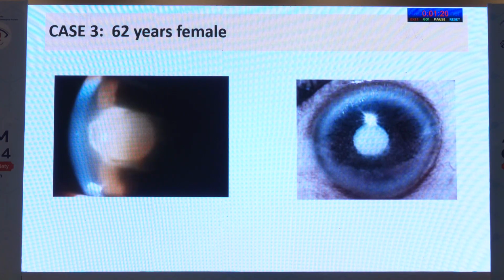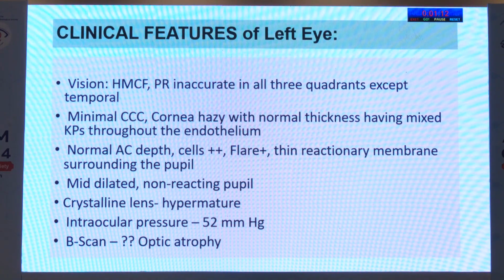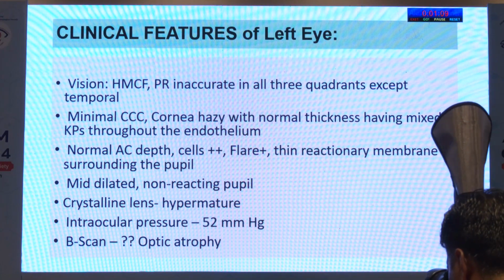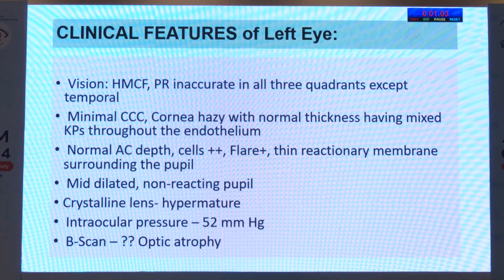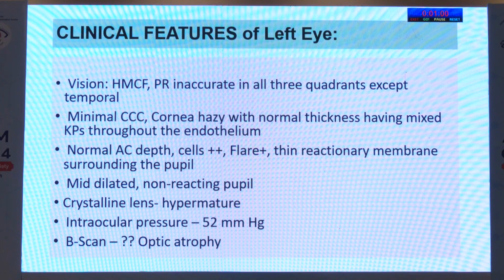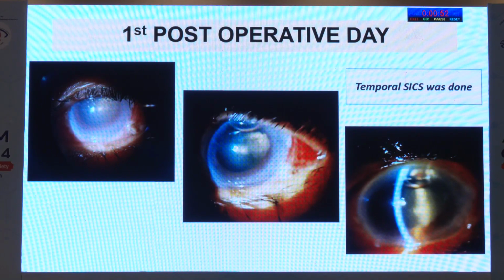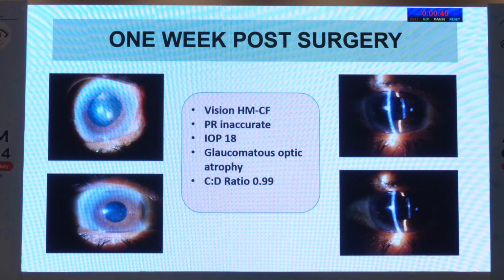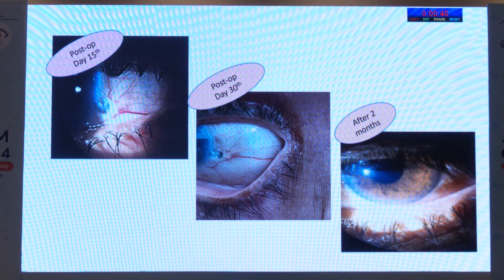The third case was a female. She came with this condition, having some KPs in her left eye. There was minimal circumcorneal congestion, but she had the complaint for the last 1 year and she ignored it. There was flare, a thin reactionary membrane, and a mid-dilated non-reacting pupil. Pressure was 52, and B scan showed some hint of optic atrophy. I did temporal SICS in this case. The pupil was round, regular, but not fully constricting, and pressure was 18, and after surgery the CD ratio was 0.99. She couldn't gain vision.